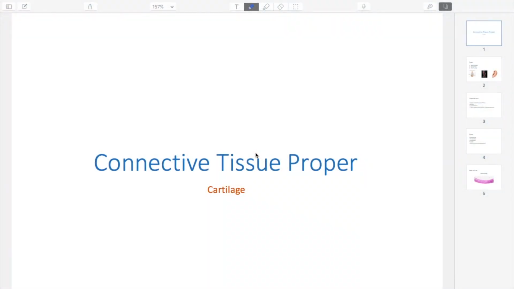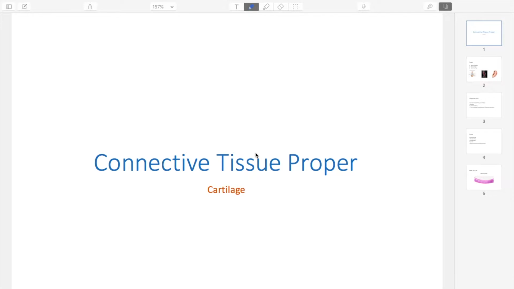Hello guys, welcome to another lecture about connective tissue proper. In the last lecture we talked about the same topic, but we covered dense connective tissue: regular, irregular and elastic. In today's topic, I'm just going to introduce you to cartilage. What are the main characteristics of cartilage? What are the terms associated with cartilage? And I'll give you some take-home information that you can utilize to get more knowledge about cartilage.